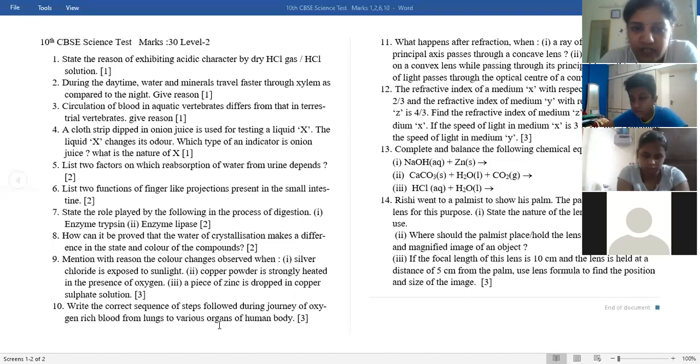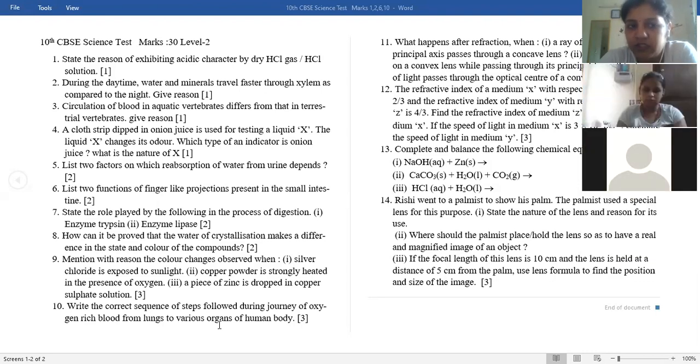So focal length 20 is given. To get the magnified virtual image, the object has to be placed at less than 20 centimeter distance. And to get the real magnified image, it should be beyond 20, so 20 to 40 centimeter distance. The object has to be placed between 20 to 40. Clear? You are not supposed to draw any diagram in this case.